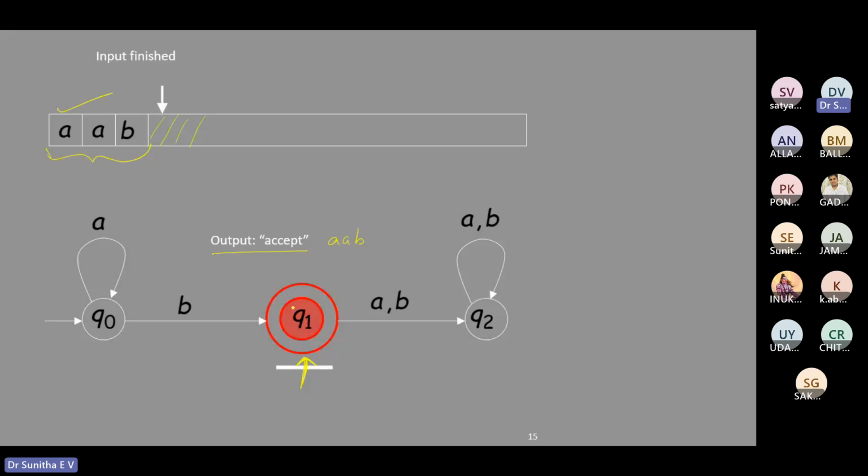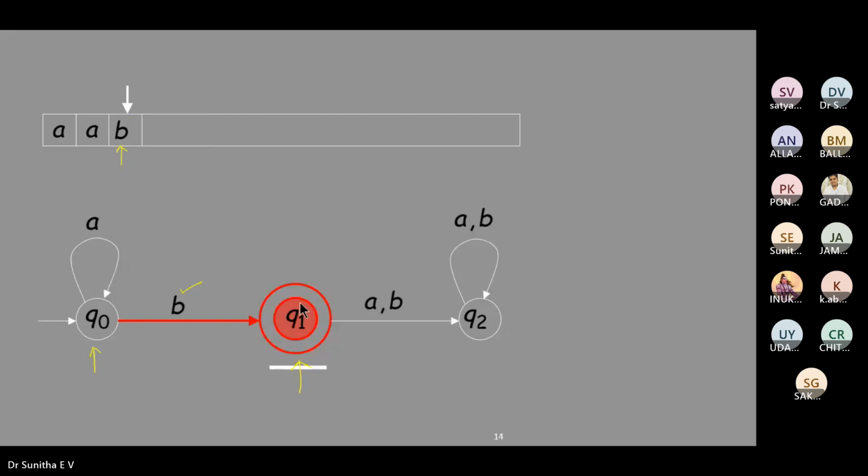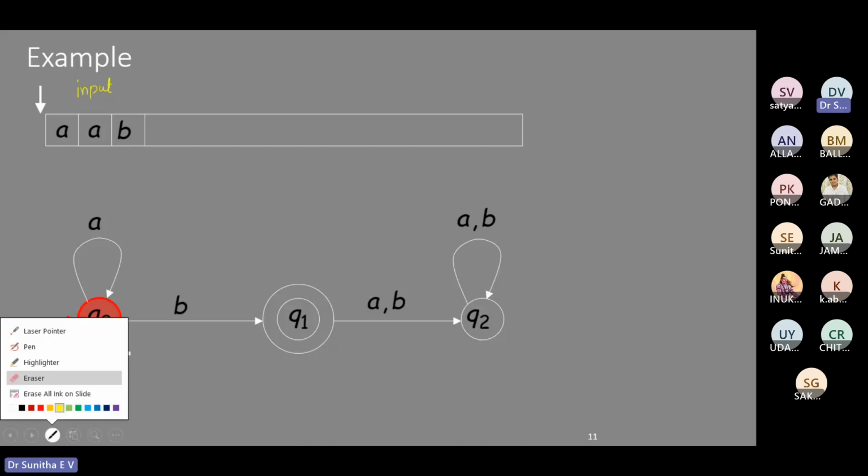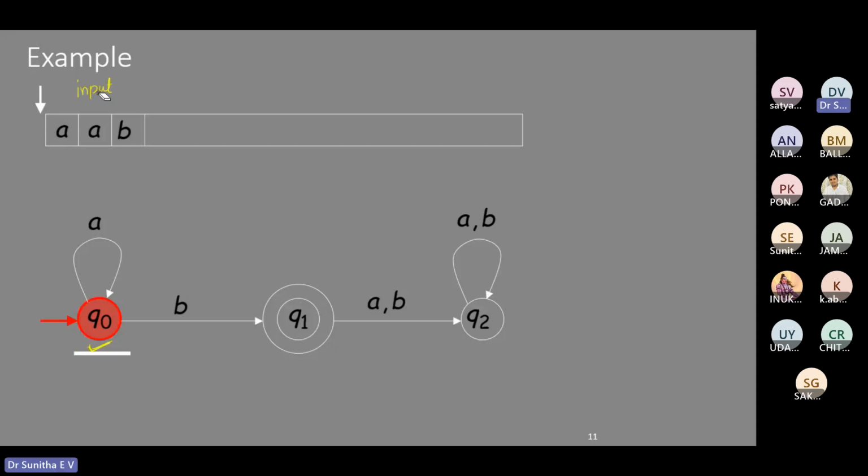So how do we know a machine accepts a string or not? After reading the entire string, if the machine is in a final state, that string is accepted. That is the meaning. Hope you understand. Do we need to check it once again? Okay, we can check it once again.